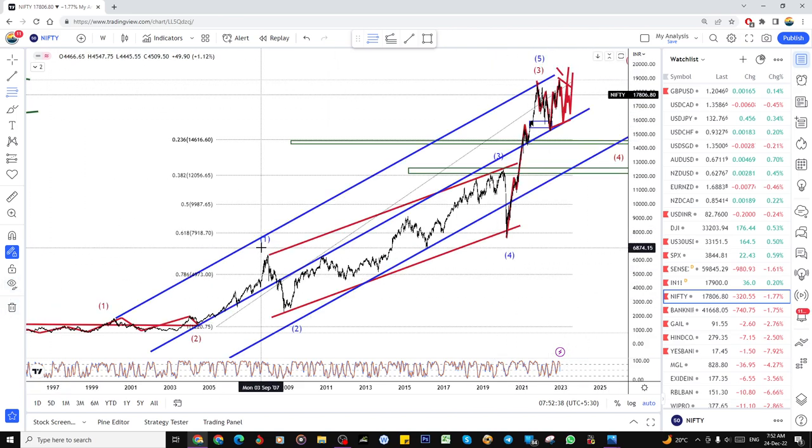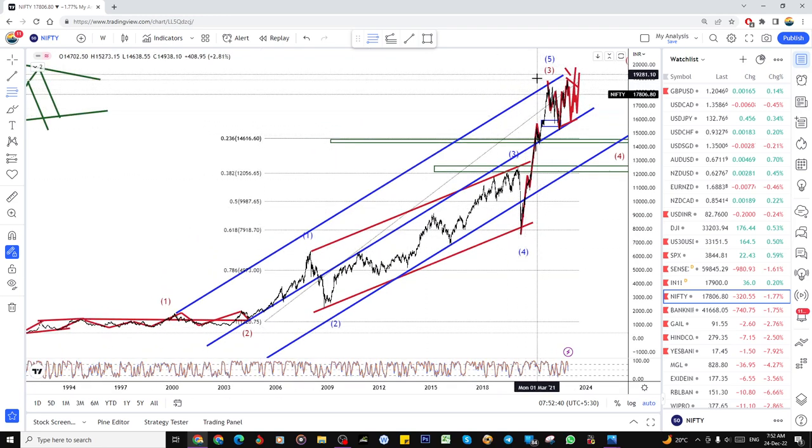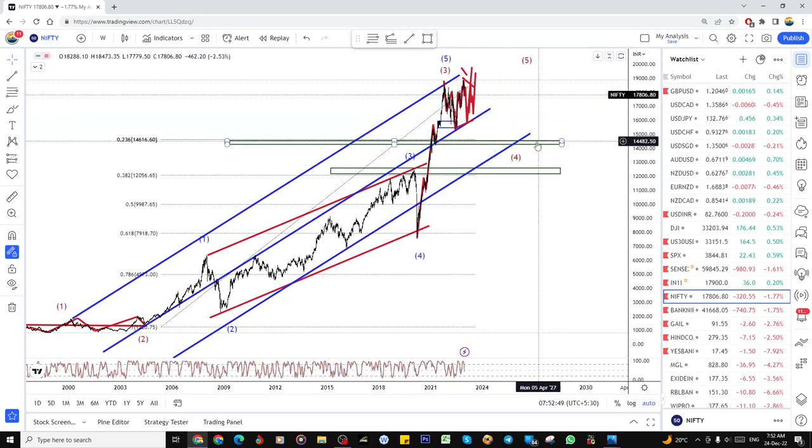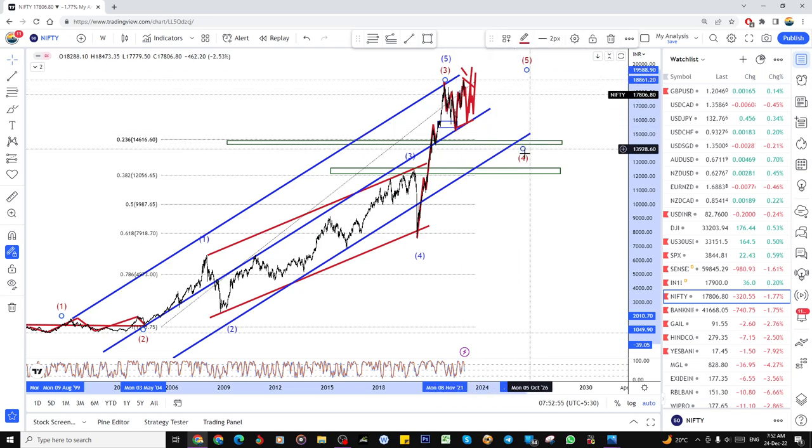So that is why I marked it as a 3. So 1 2 3 4 5, the one intermediate third wave got completed, and we are in the fourth wave. So it will take more time than what we expected. It could turn out to be a bigger correction in the fourth wave. So it will take another 1 or 2 years also. It is not as simple as what we are expecting.